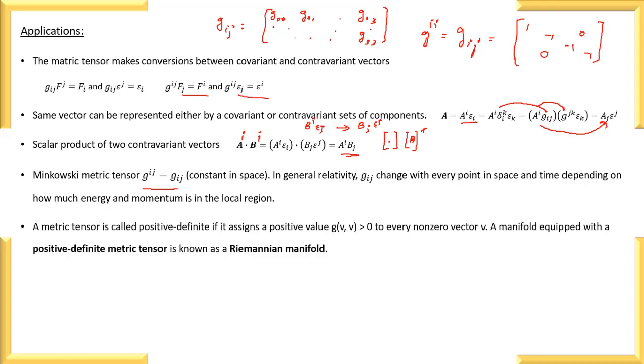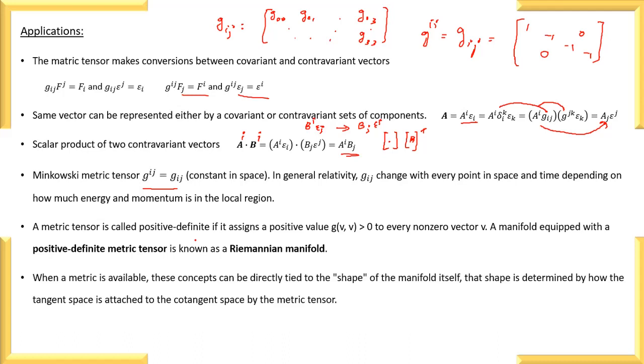If the metric tensor is positive definite, that is, everything is positive, then it is called a Riemannian manifold. Remember, in general relativity, we are working with a pseudo-Riemannian manifold. So there can be components which are not positive definite also. If it is positive definite, then the space is called a Riemannian manifold. When a metric tensor is available, we have an idea which is related to the shape of the manifold.